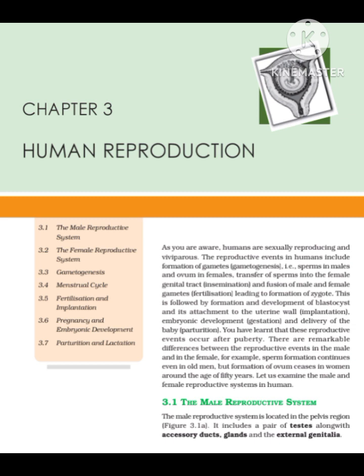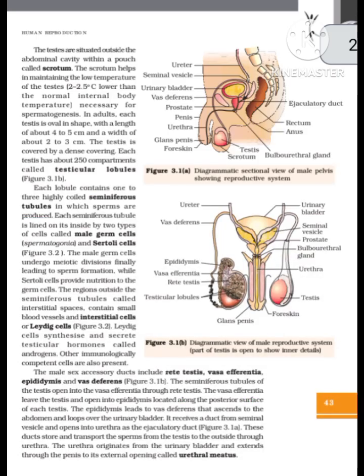3.1 The male reproductive system. The male reproductive system is located in the pelvis region, figure 3.1a. It includes a pair of testes along with accessory ducts, glands, and the external genitalia. The testes are situated outside the abdominal cavity within a pouch called scrotum.